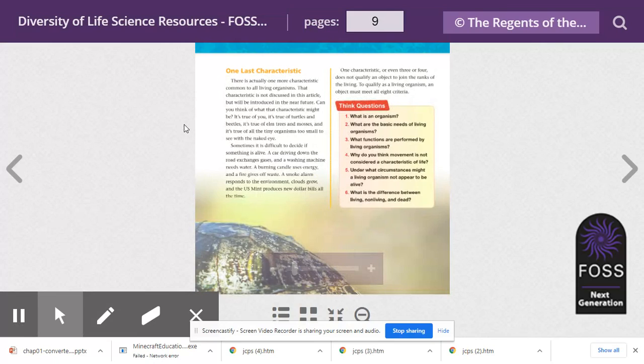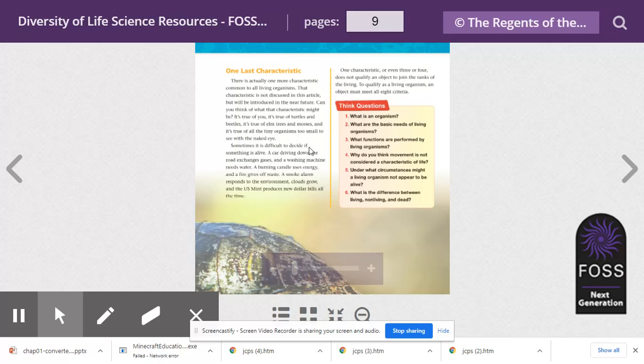One last characteristic. There is actually one more characteristic common to all living organisms. That characteristic is not discussed in this article, but will be introduced in the near future. Can you think of what characteristic that might be? It's true of you, it's true of turtles and beetles, it's true of elm trees and mosses, and it's true of all the tiny organisms too small to see with the naked eye.